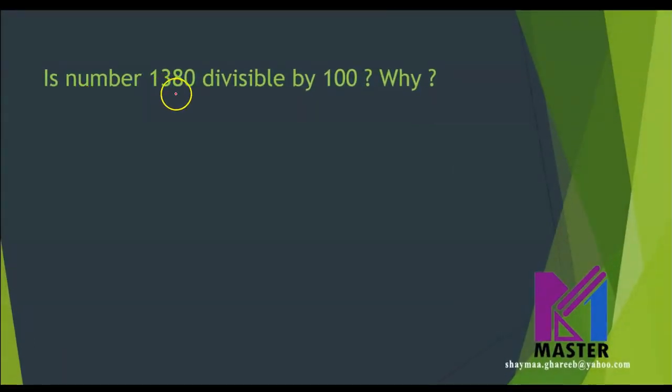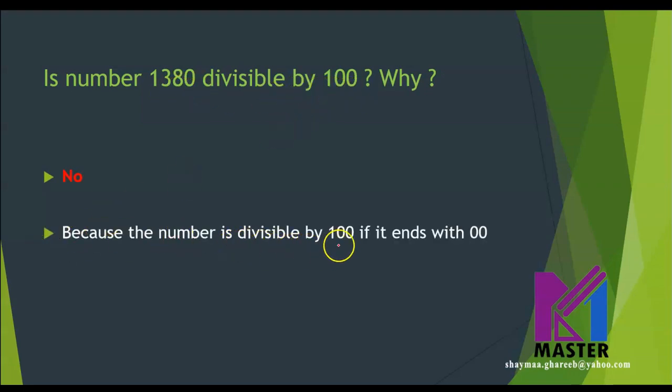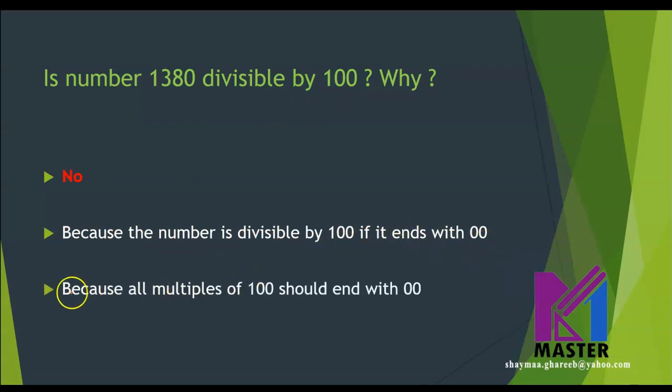Is number 1380 divisible by 100 and why? Is it divisible by 100? Of course no. Why? Because it ends with 80 and we said the number is divisible by 100 if it ends with 0, 0. Or because all multiples of 100 should end with 0, 0.